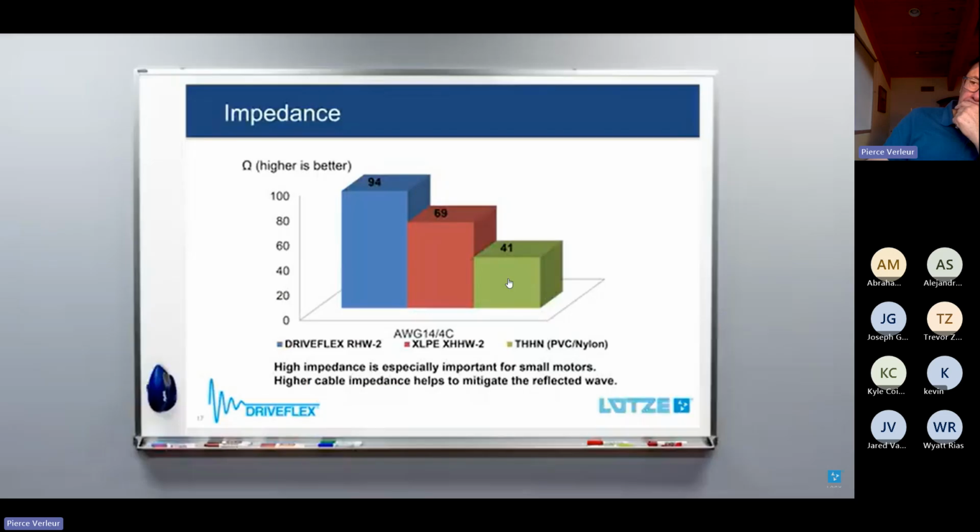Lutza DriveFlex uses an XLPE thermoset type insulation. In testing, we've shown that XLPE can have an impedance value as high as 2 times that of PVC nylon insulated cable. This significantly reduces the difference between the cable impedance and the motor impedance and helps minimize the reflected wave. In addition, using an XLPE or thermoset insulated material for your insulation also increases the voltage withstand of the cable, so that when you do have those high voltage spikes on the motor end, the cable insulation is up to the task.